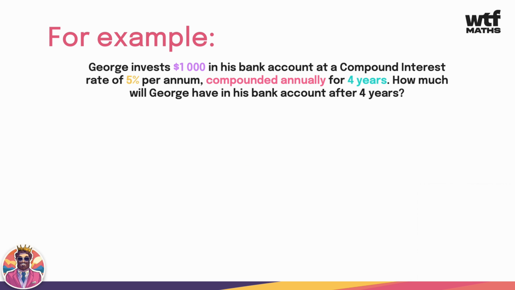So first of all, George invests $1,000 in his bank account at a compound interest rate of 5% per annum, compounded annually for 4 years. How much will George have in his bank account after 4 years? So let's get up our formula. Now I've color coded it to make it a little easy to understand, but hopefully we can get our head around this. So we've got 5 letters we're trying to find this time.